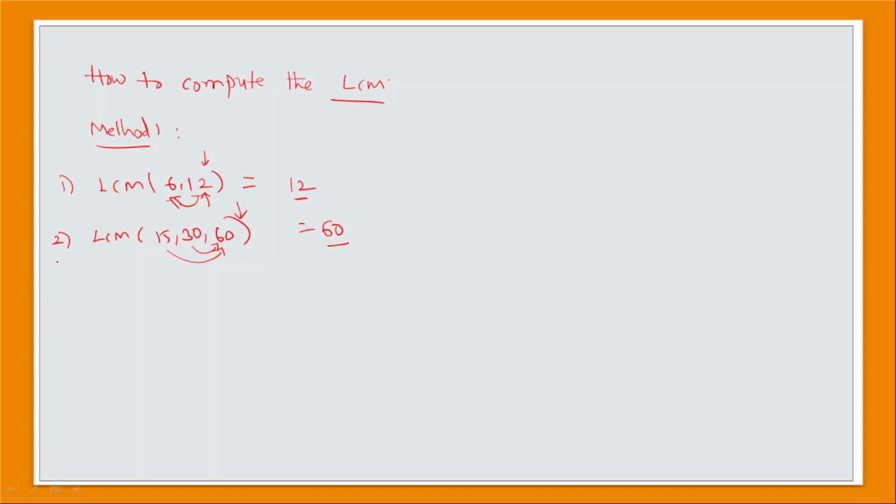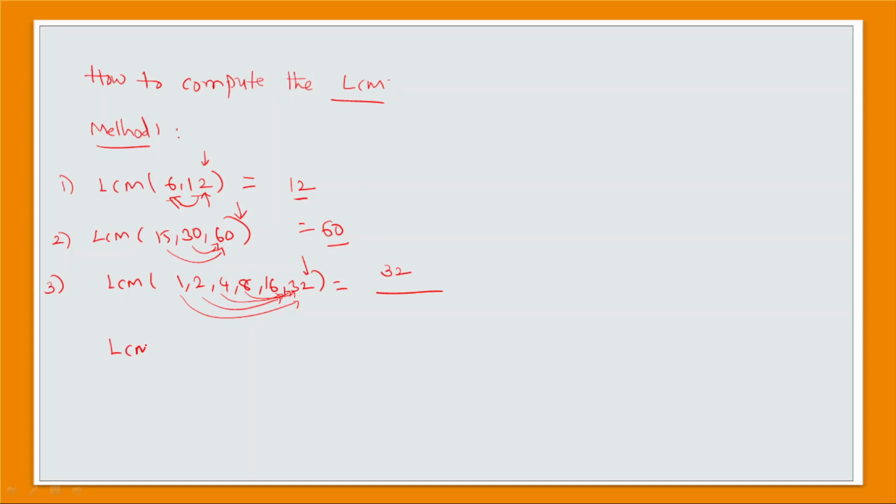Let us also consider one more example here: LCM of 1 comma 2 comma 4, 8 comma 16 comma 32. We need to find the LCM for this one. Here 1 is a multiple of 32 and 2 is a multiple of 32, 4 is also a multiple of 32, 8 is also a multiple of 32 and 16 is also a multiple of 32. So here the highest number is 32. So the LCM is directly 32.